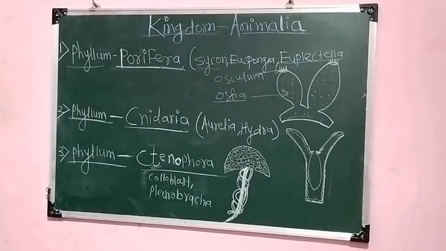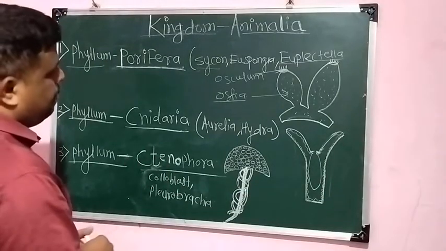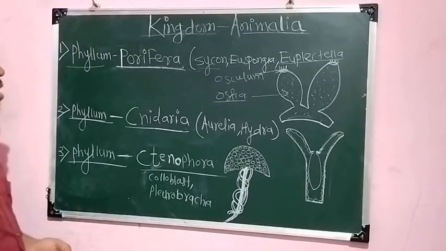Then these animals show two types of body forms, that is the polyp and the medusa. Polyp form and the medusa form.